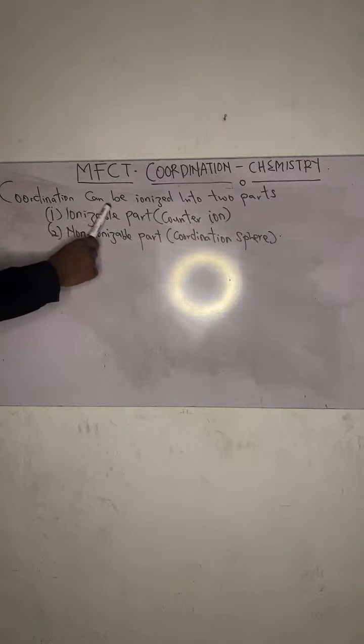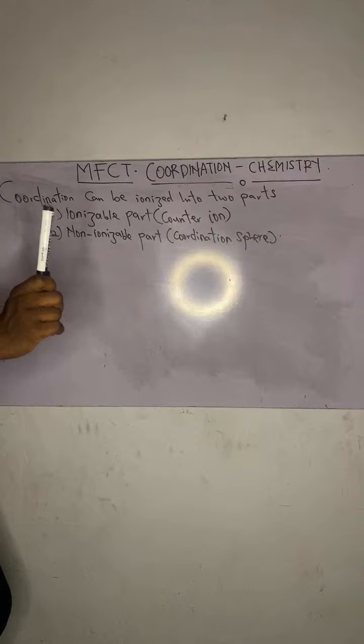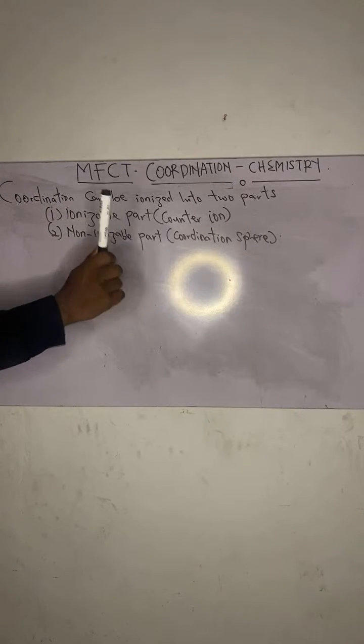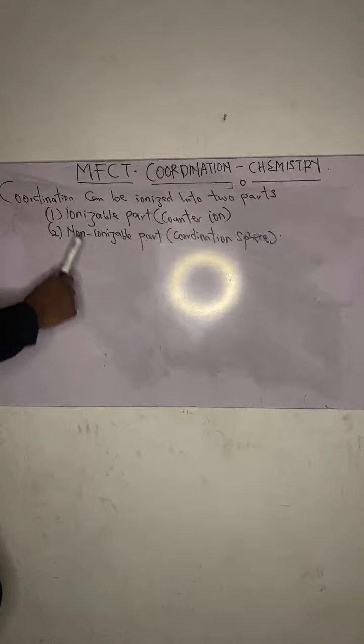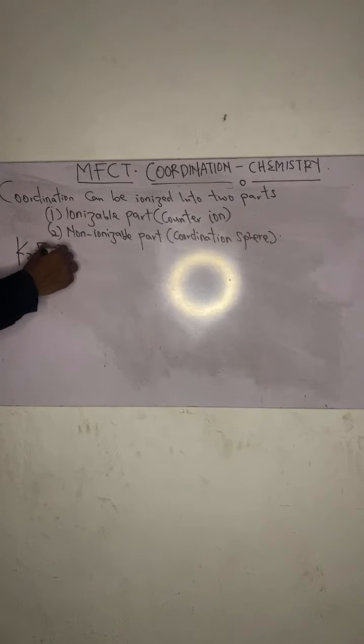Now, you have to understand that a coordination compound can only be ionized into two parts. The first part is the ionizable part, which is referred to as a counter ion, while the other part is the what? Non-ionizable part, which is referred to as the coordination sphere. Now let us look at a particular example. Let's say you want to ionize this coordination compound K3[Fe(CN)6].